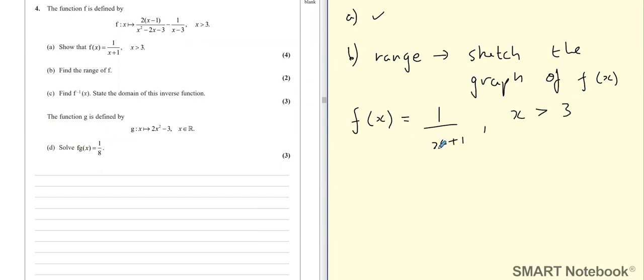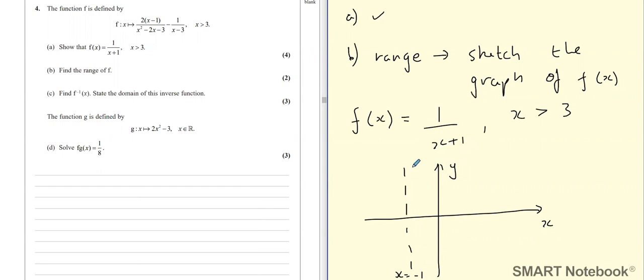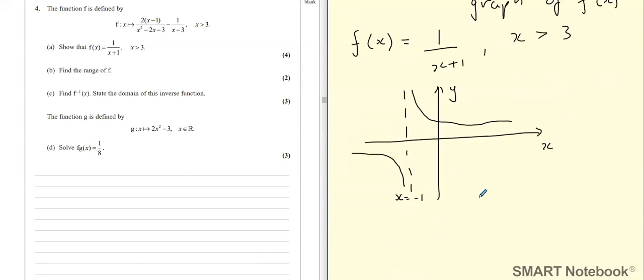What does the 1 over x plus 1 graph look like? Can you please describe it in the chat? Asymptote at x equals -1. It's the reciprocal graph that is shifted to the left by 1, isn't it? So I'm going to start off with the vertical asymptote here, x equals -1. I get something that looks like that, obviously smoother in your case, but you get the gist.